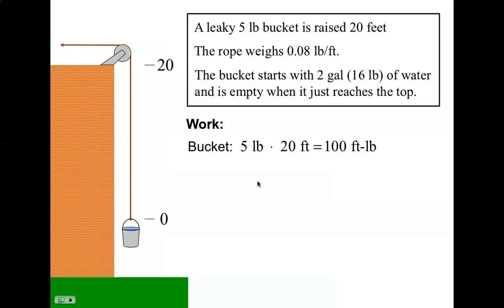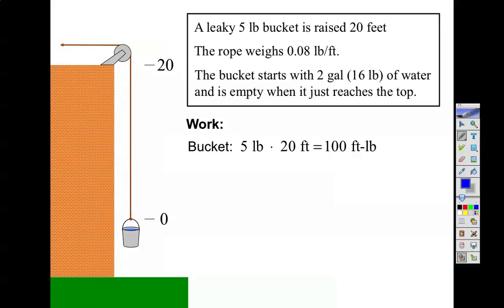One way to do this would be to just have your integral and then have 5 in it. Okay, I'll write it up here. You could have integral and then 5 plus, like that. Okay, so that's the bucket. But they went ahead and did the work: 5 pounds, 20 feet, 100 foot-pounds.